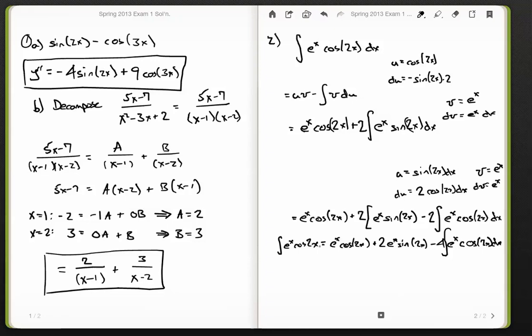Well, here I have the integral of e to the x cos 2x, so I'm just going to add all these over to the other side. So now I've got 5 times the integral of e to the x cos 2x dx equals e to the x cos 2x plus 2 e to the x sine of 2x. And then I remove that integral to the other side. So if I want to get just this final integral, I divide through by 5. And that's supposed to be a 5, just for the sake of the notes. I'm going to make that a better 5.